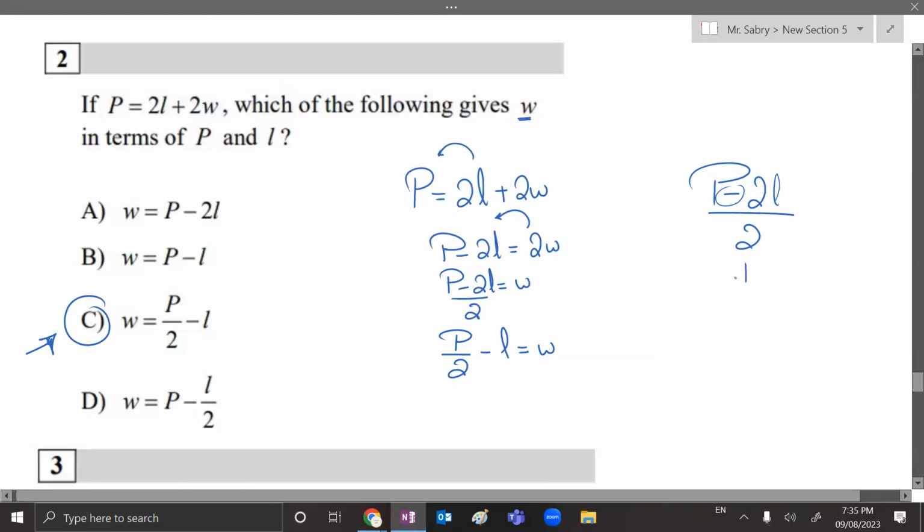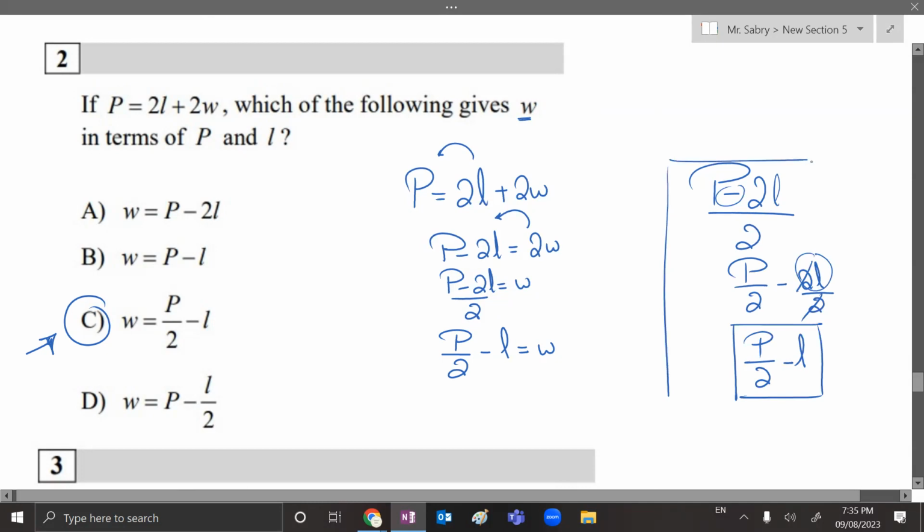Instead we split them. We make them P over 2 minus 2L over 2. Now, because there is no plus or minus here, I can cross this 2 with this 2, but the 2 here will stay as it is. So that's why it's P over 2 minus L. Does that make sense or not? We're good, right?